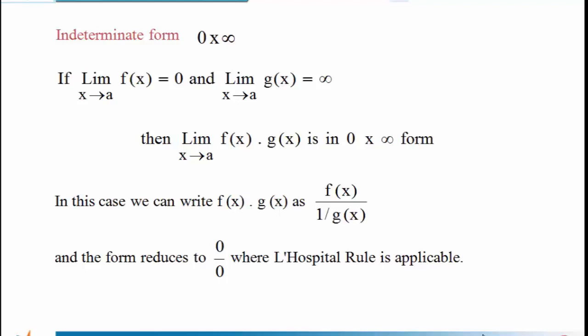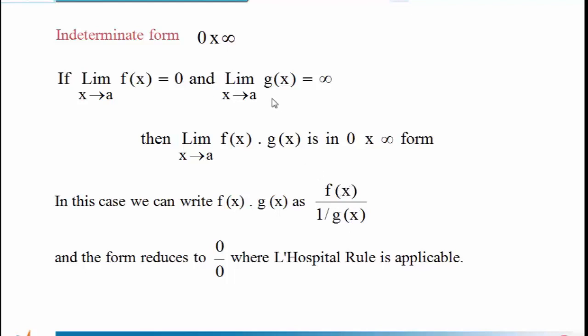Indeterminate form, 0 into infinity form. This is the third form. If for the function f of x the limit as x tends to a is 0, and the limit as x tends to a of the function g of x is infinity, say, then the limit of the product of the two functions f and g has the form 0 into infinity. So we can reduce such a problem by reducing it into 0 by 0 form or infinity by infinity form.